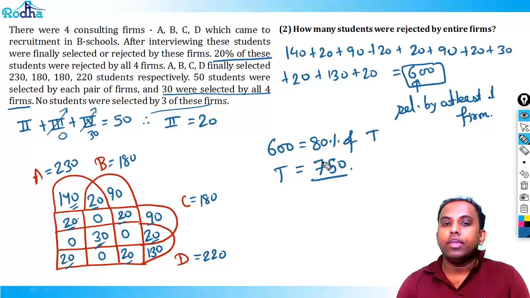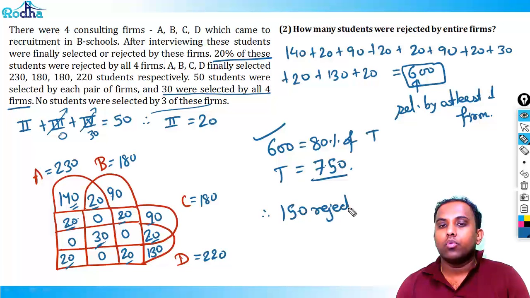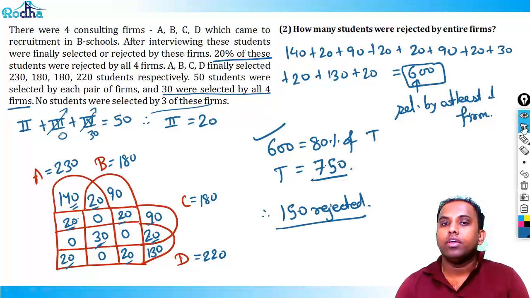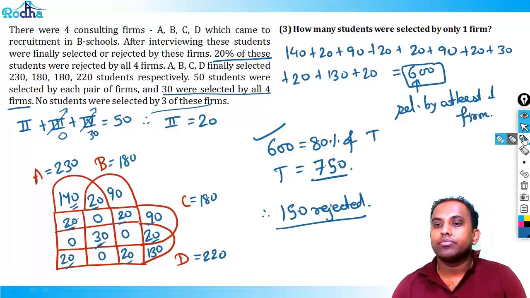So out of 750, 600 are selected, right? Therefore, 150 rejected. So 150 is the answer for this question. Okay, 150. Fine. Now, we will move to the next question.